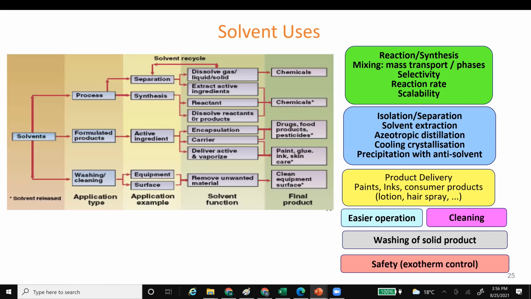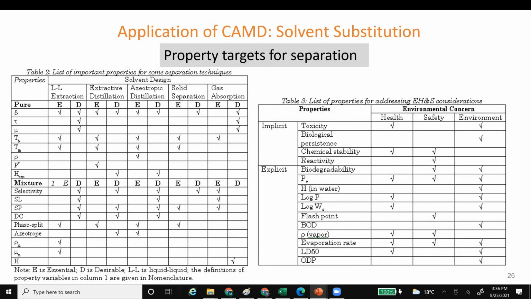In terms of solvents, solvents are not just for separation, as you can see in the figure on the left or the text on the right. Solvents have many applications in addition to separation. So when we are looking for new solvents, we need to say why we need the solvent, for which operation we need the solvent. And here is a list of target properties that we may need if we want to use a solvent for separation: liquid-liquid extraction, extractive distillation, azeotropic distillation, solid separation, gas separation.